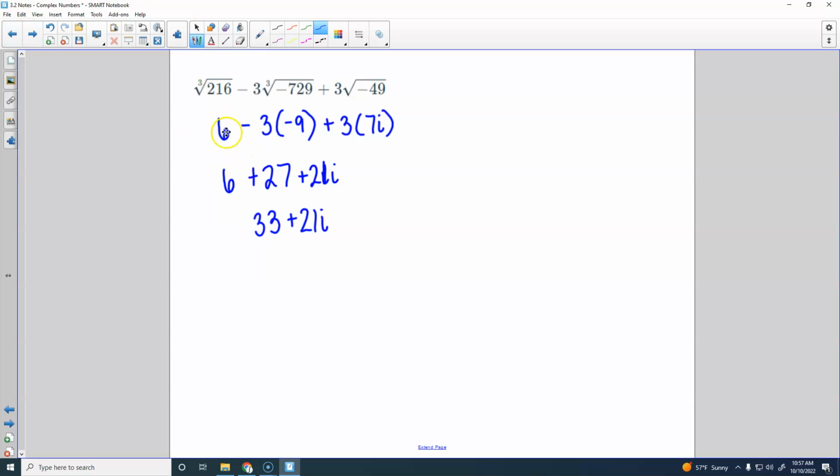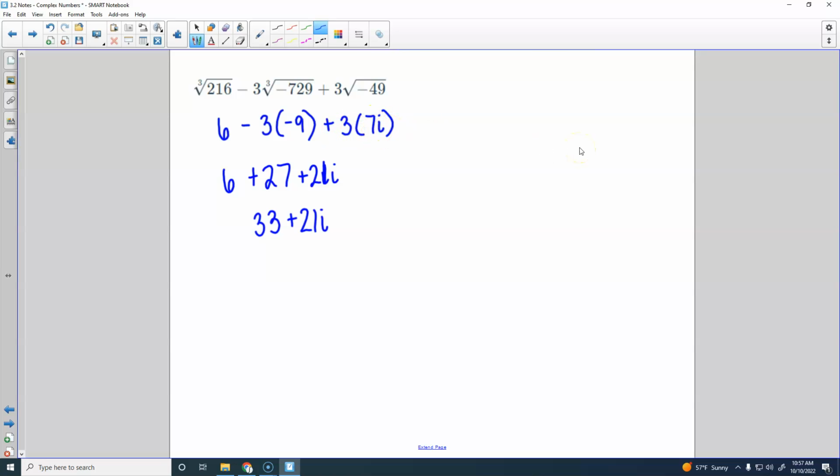So for that one, you got your 6. Cube root of negative 729 was -9. Square root of negative 49 is 7i. And I had several questions about this as well. Can you multiply those together? The answer is yes. You can multiply them.